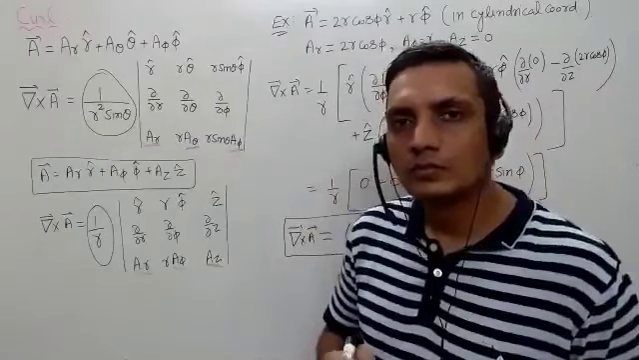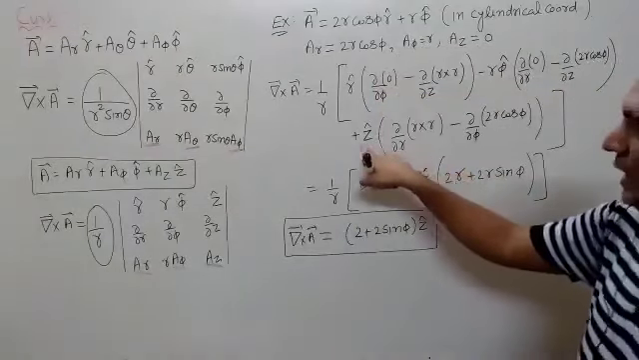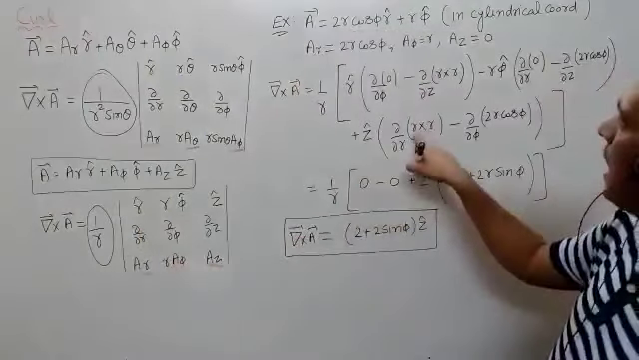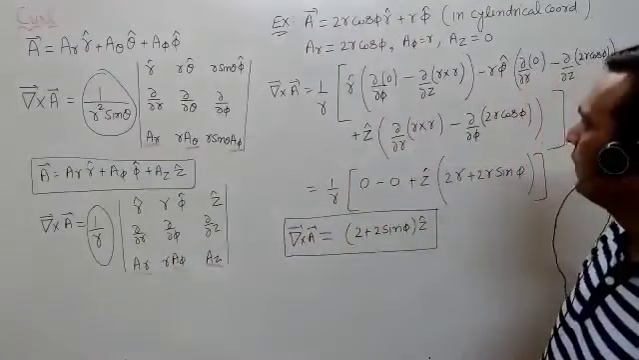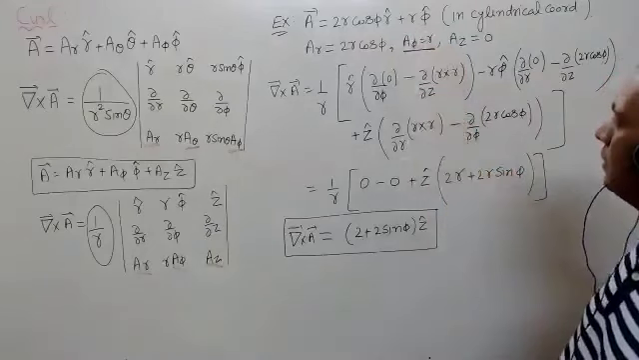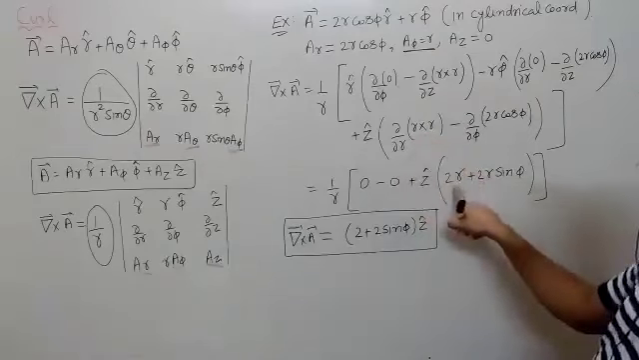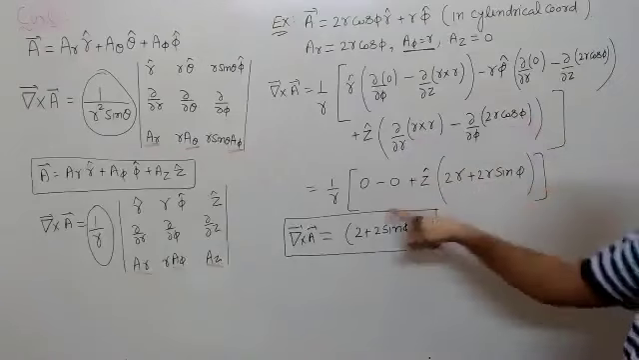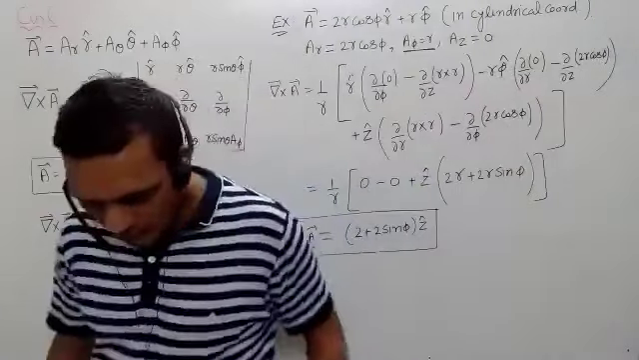The last value is Z cap, R into del by del R into R. So Z cap is del R into A phi. You can see R into A phi. The value of A phi is R. You can see A phi is R, the derivative is 1. Derivative with respect to R will be 2R. So I have written it here 2R. And cos phi will give you minus sin phi. So this is 2R sin phi. Then divide with R. You will get 2 plus 2 sin phi. Okay?